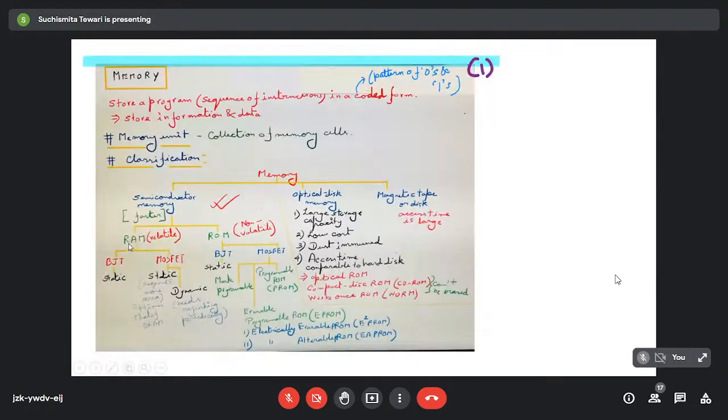Now this write and read needs some time to complete that entire operation. That time is actually independent of the physical location of this memory in the memory unit. So it is independent of the physical location of that particular memory cell. We can actually access randomly.